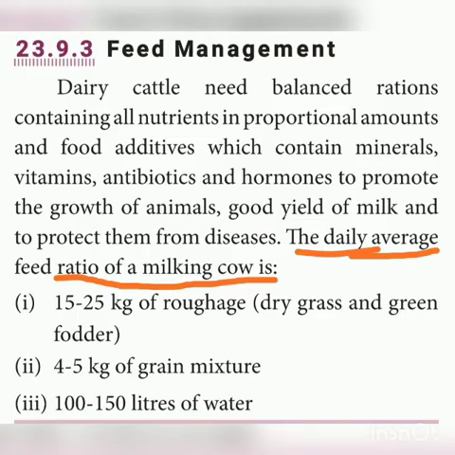So the daily average feed ratio of a milking cow. So ஒரு பால் கொடுக்குற மாடுக்கு என்ன டெய்லி ஆவரேஜாக என்ன சாப்பாடு கொடுக்கலாம்? 15 to 25 kg of roughage and 4 to 5 kg of grind mixture and 100 to 150 liters of water. Right?